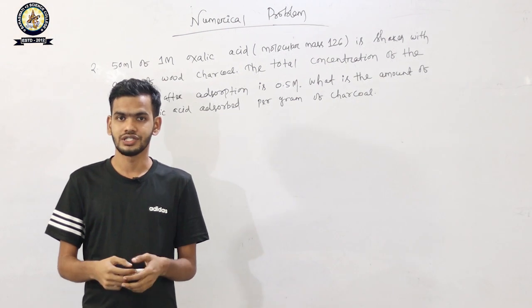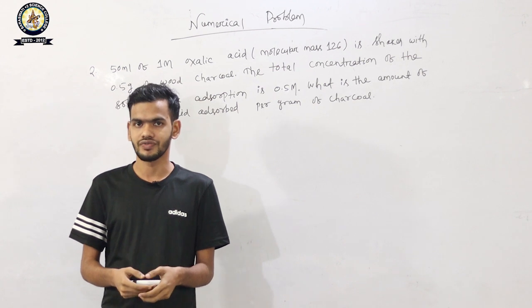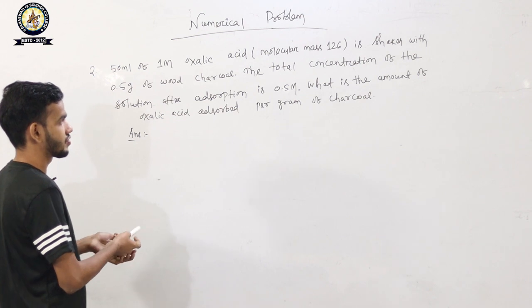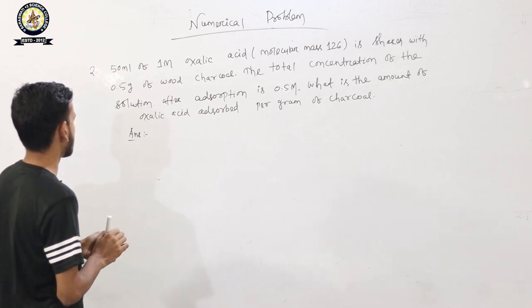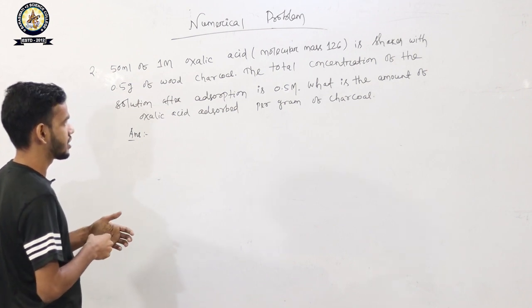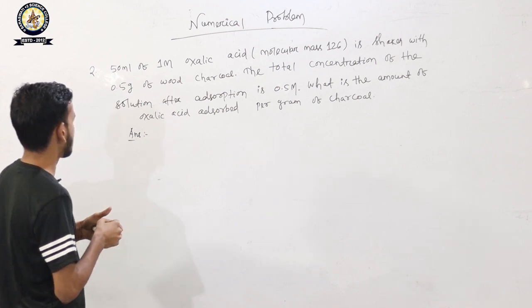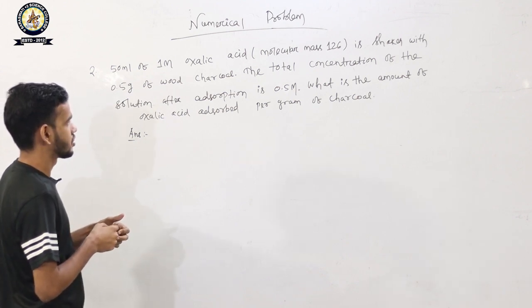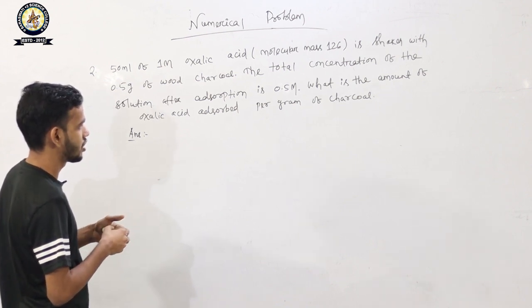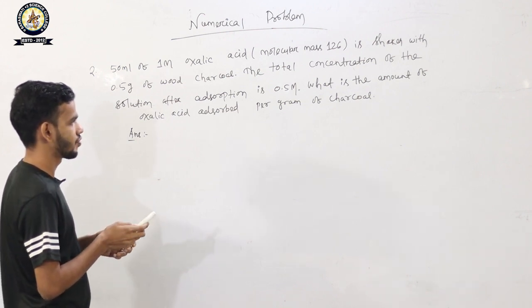The first question is based on adsorption of gas molecules on an adsorbent surface, but in the second question we'll see the adsorption of liquid on a solid surface. So here is the second question. 50 ml of 1 molar oxalic acid having molecular mass of 126 is taken with 0.5 gram of wood charcoal, and the total concentration of the solution after the adsorption is 0.5 molar. What is the amount of oxalic acid adsorbed per gram of charcoal?